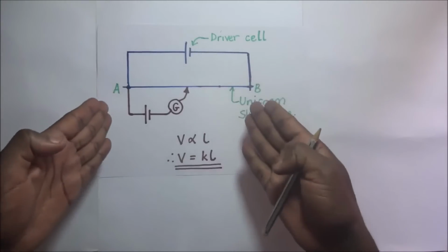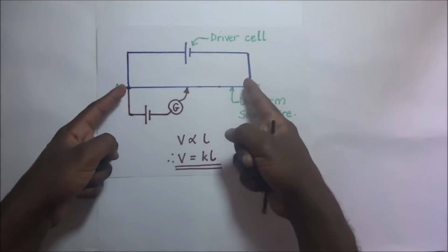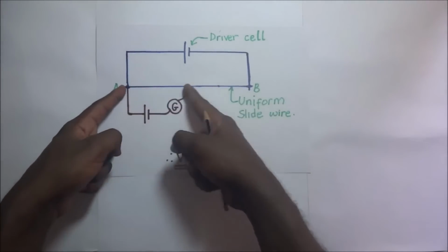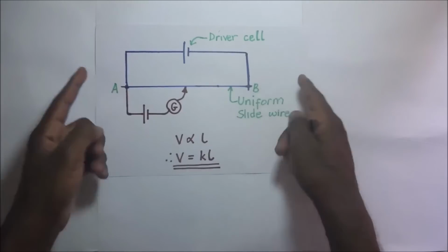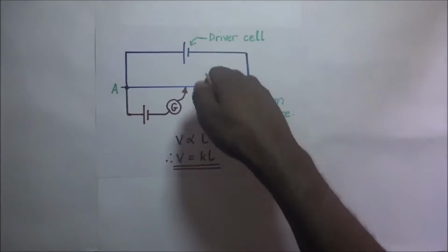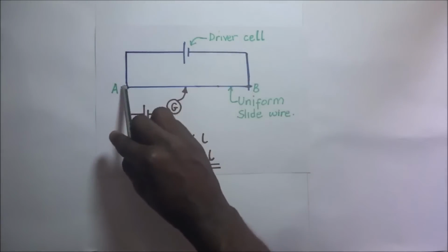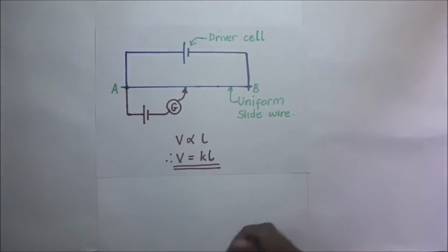So what does this mean? It means that the potential difference across this wire is uniformly distributed all throughout the wire. And because the wire is uniform and has a uniform resistance per centimeter, this driver cell is also going to impose a uniform PD per centimeter along that wire.